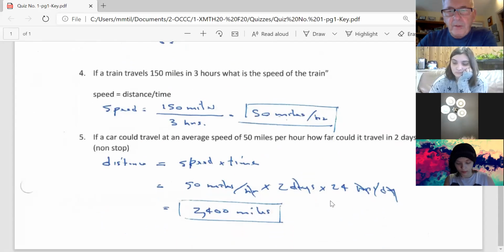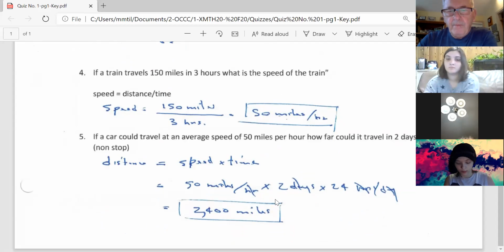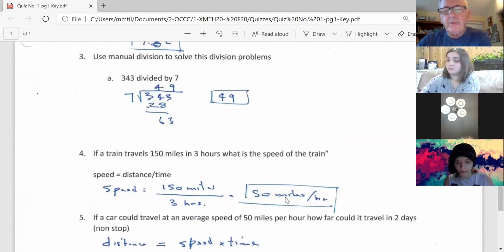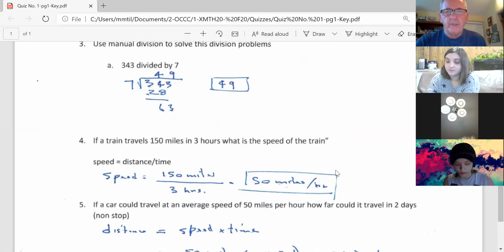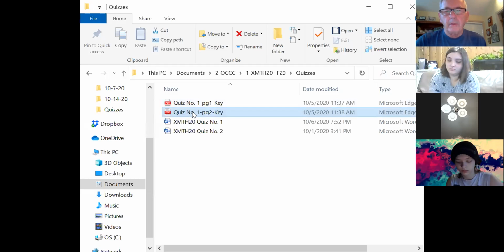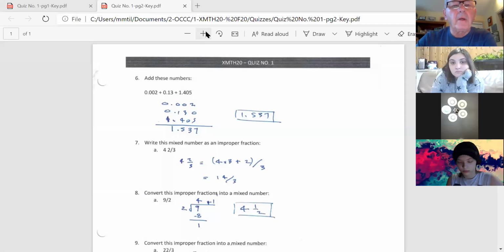Okay. Questions on that one? Okay. Please know how to do this. I want you to really understand this. If you don't, shoot me an email or whatever, and I'll be glad to explain it to you more. But I want you to understand it. We're going to go on to the second page. Okay, you should see the second page now.